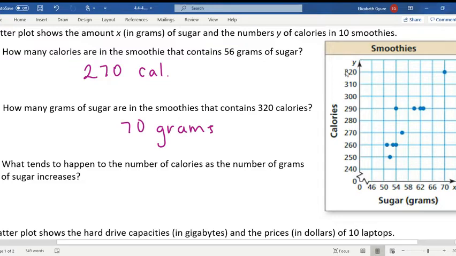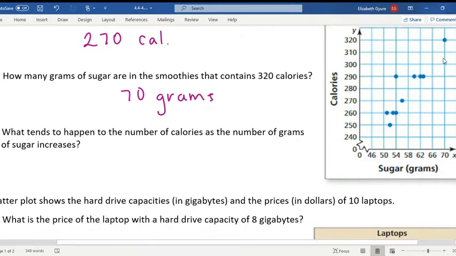Good. What tends to happen to the number of calories as the number of grams of sugar increases? You guys notice anything happening with your points here, Asia? Yeah, if you take a look, as the amount of sugar increases, in general, don't the number of calories increase? And think about what you know just in general, right? About sugar versus calories. Aren't higher sugar things normally more calories? So that's reasonably logical, right?